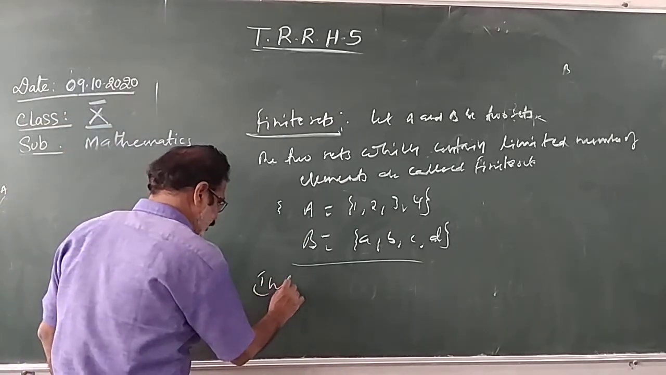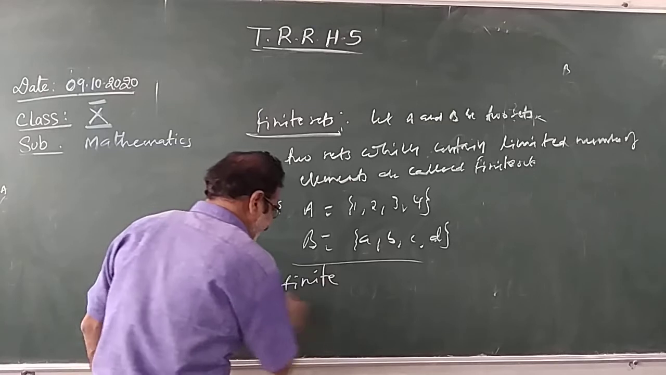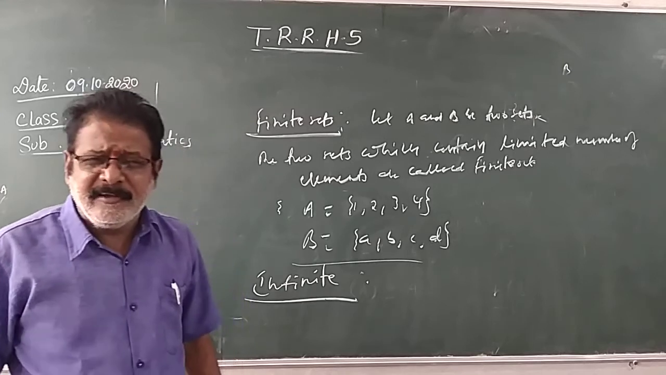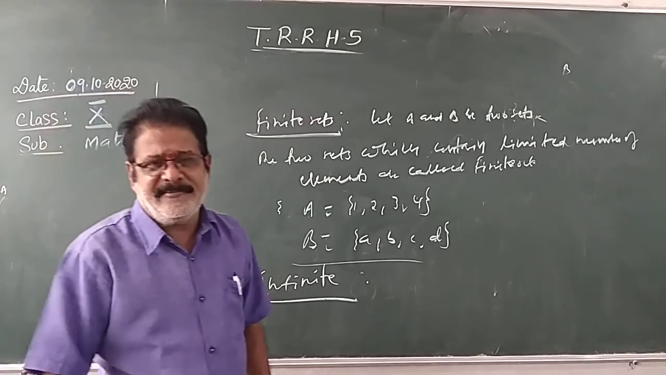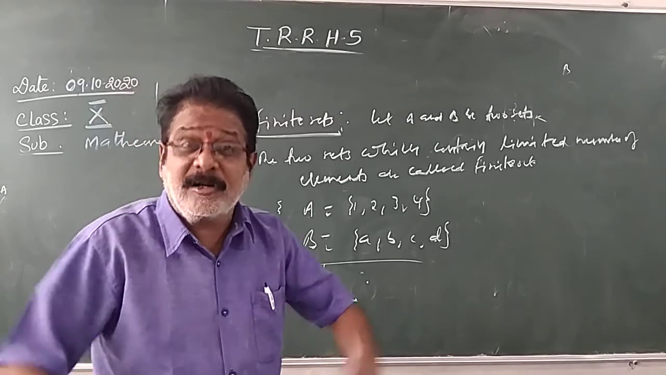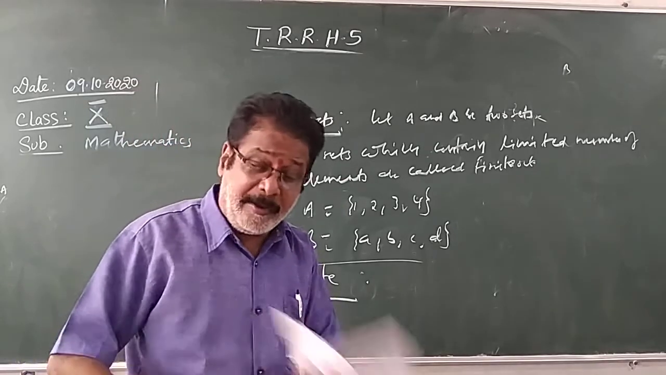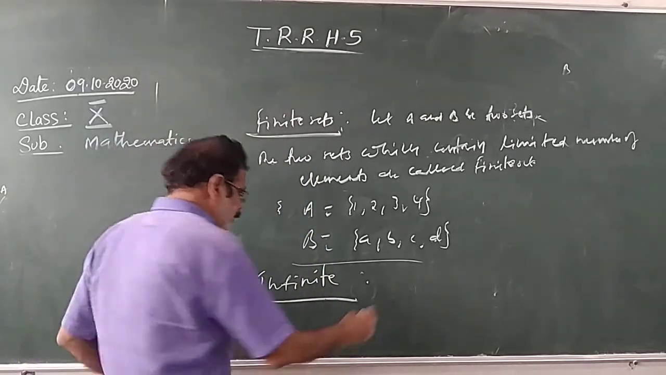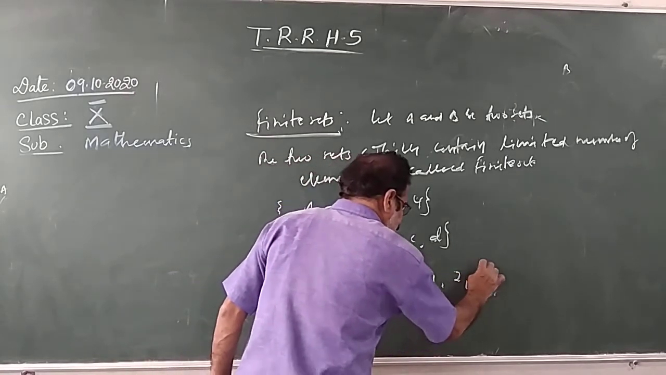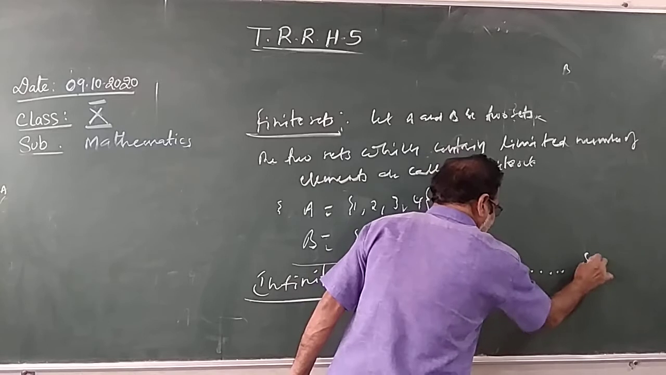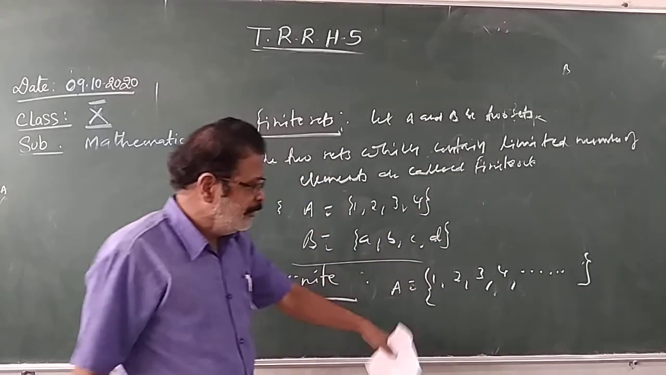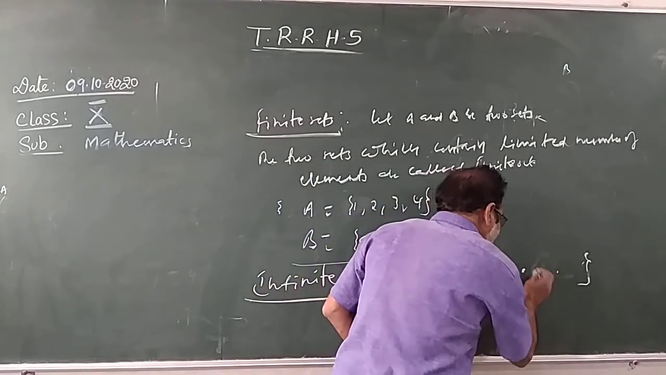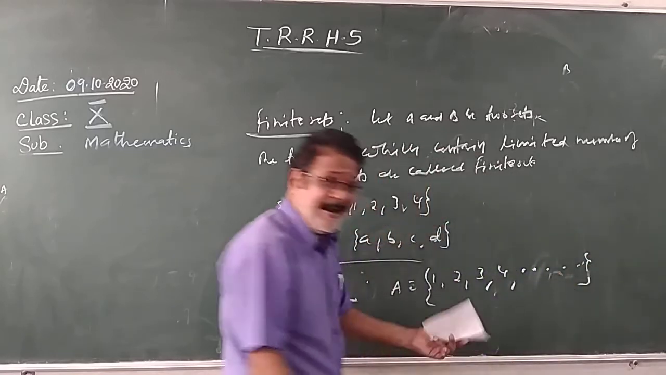Next, infinite. Infinite means which are not finite. Which are not finite means the sets which contain unlimited elements, not countable. If you go on counting, keep on counting, you will keep getting elements. Example, A equal to {1, 2, 3, 4, ...} like this. This is infinite. Continuation 1, 2, 3, 4 dots. When you use the dots, it will be continued. There is no end.